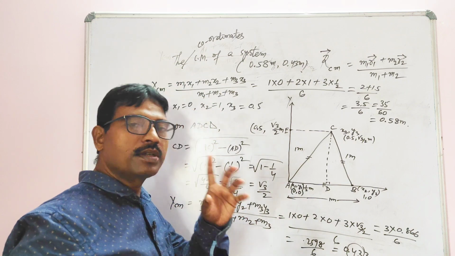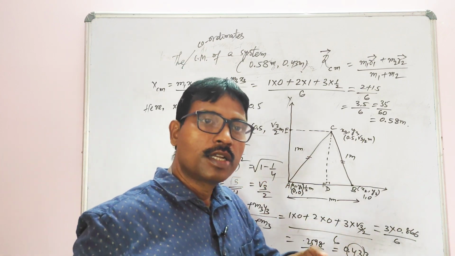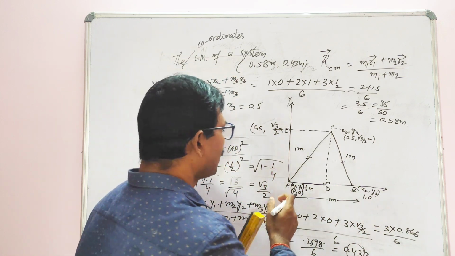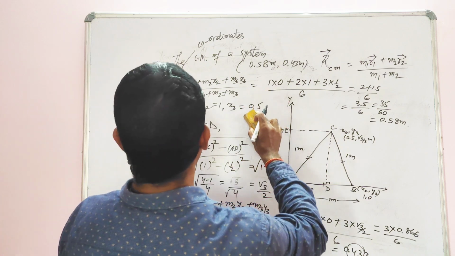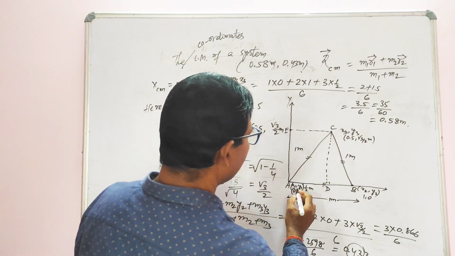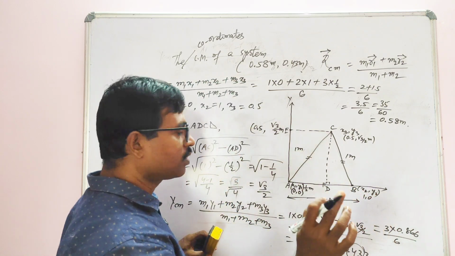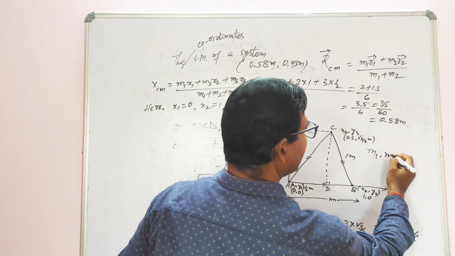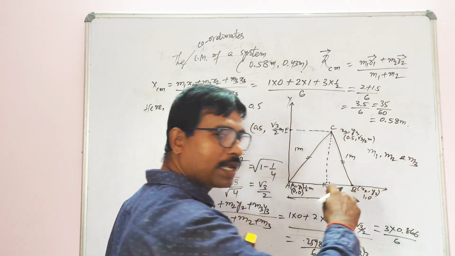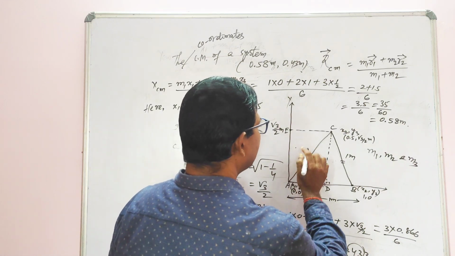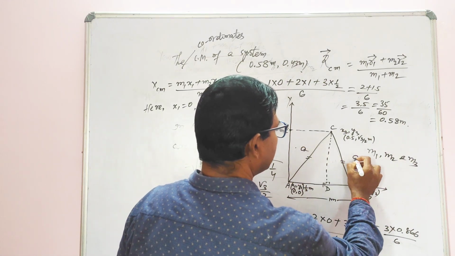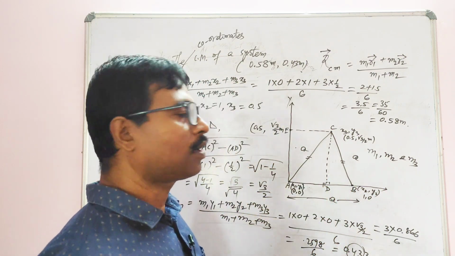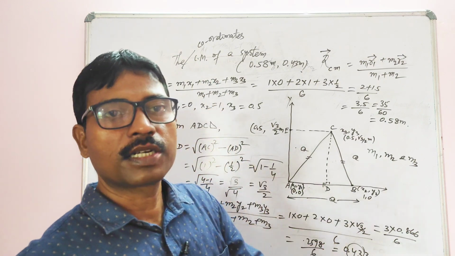Now what will we do? I am giving one numerical for you, which is based on homework, home assignment. Suppose mass M1, and I am changing the mass. 3 particles have masses M1, M2 and M3 kg, and the distance is A. Clear? So you will calculate or locate the center of mass of the system.